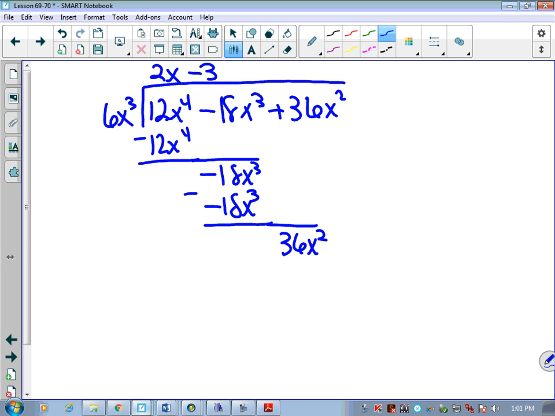Now, part of this is easy. The other part is kind of tricky for folks. What will it take to get 6 to go into 36? 6. Now, there's two ways of kind of doing this. How am I going to get x cubed into x squared? What would that be?